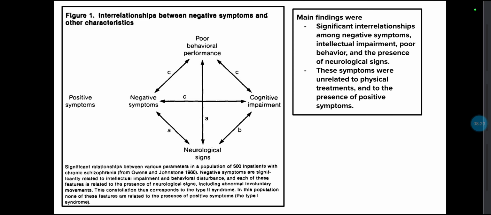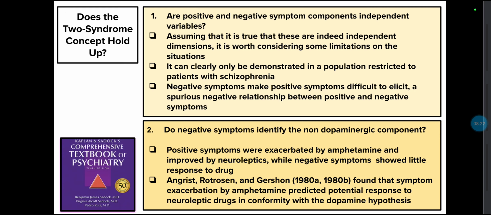Coming to all those 6 questions which I have discussed previously, let's find the answer to all of them. Coming to the first question, that is, are positive and negative symptom components independent variables? Assuming that it is true that there are indeed independent dimensions, it is worth considering some limitations on the situation. It can clearly only be demonstrated in a population restricted to patients with schizophrenia. Secondly, the negative symptoms make positive symptoms difficult to elicit at times, as a result of which a spurious relationship between the positive and negative symptoms can occur.